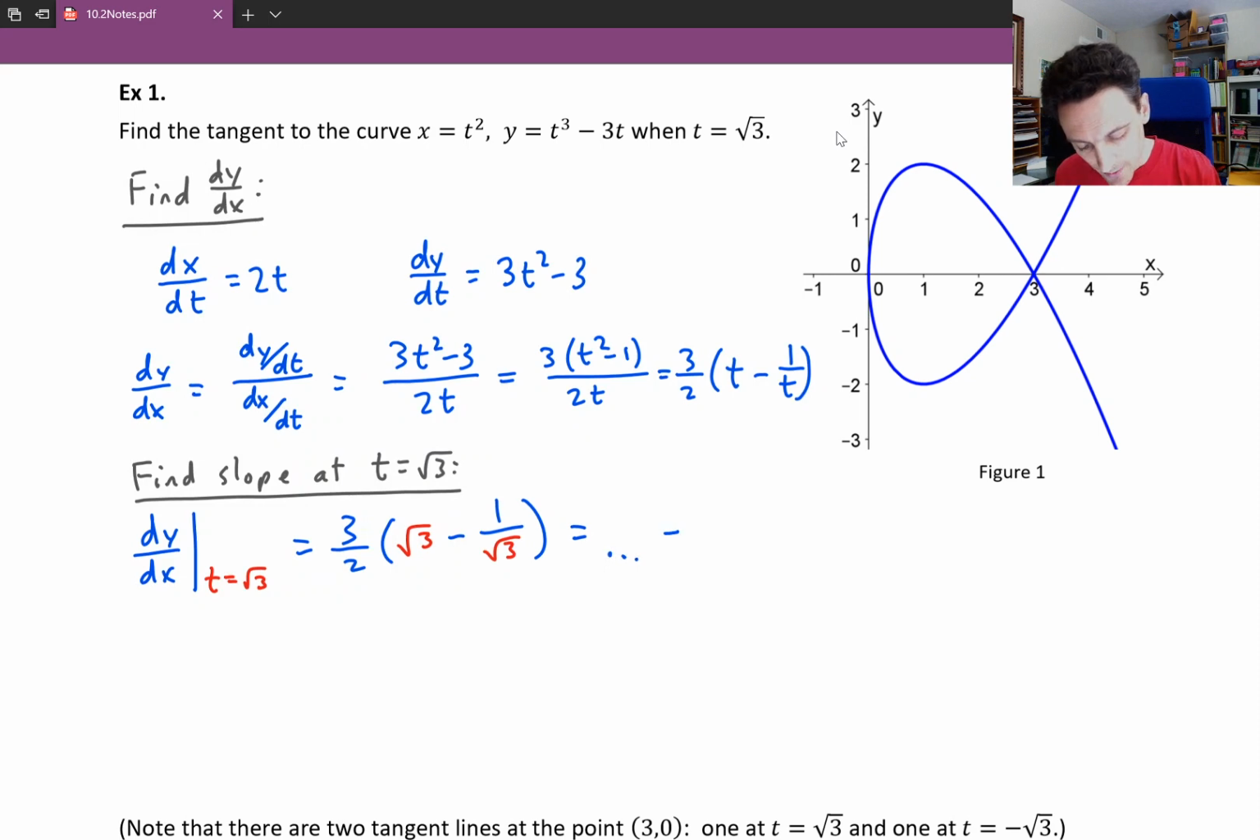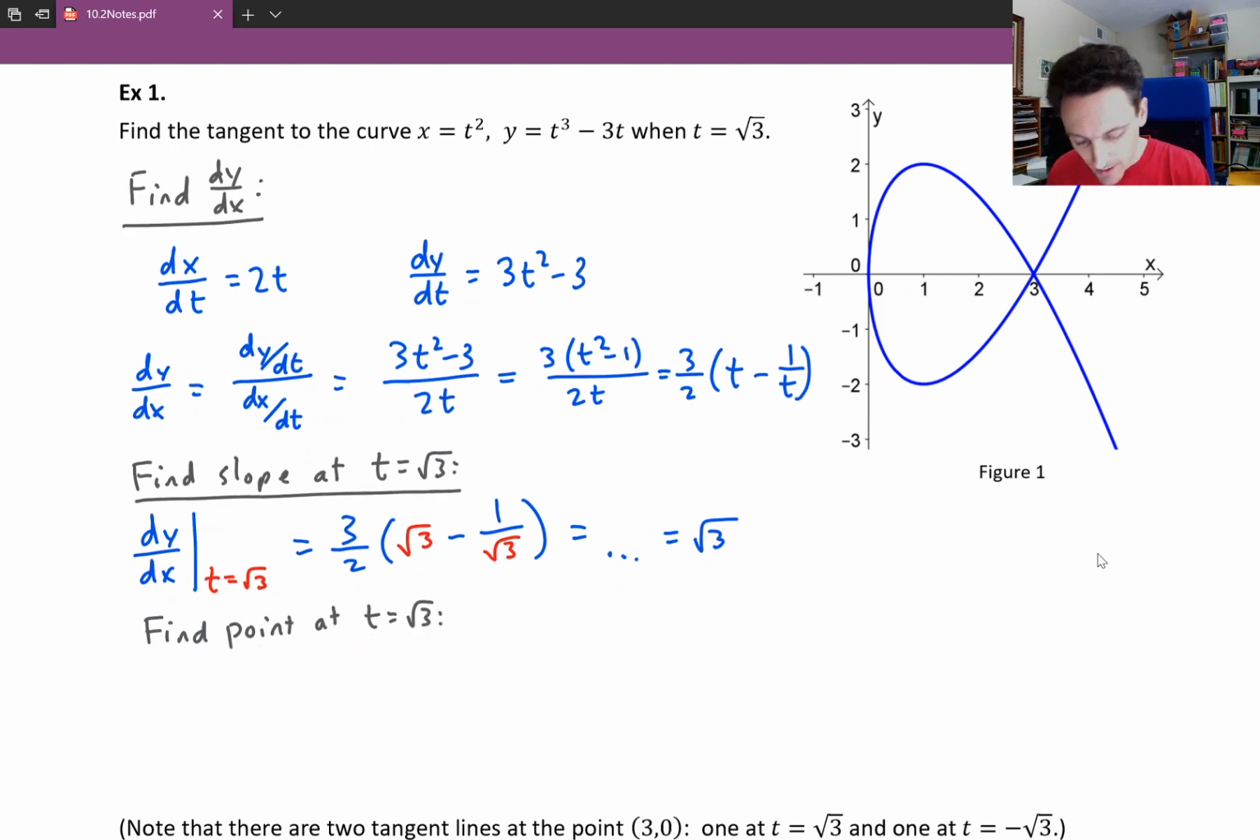And if you work on that a little bit, you can eventually get that down to just root 3. Get a common denominator, try to combine the tops and see what you get. So then the second to last step will be to find the point at t equals root 3.